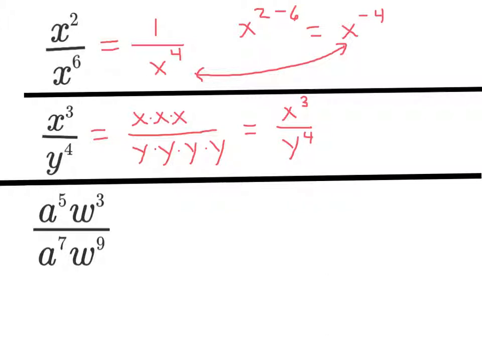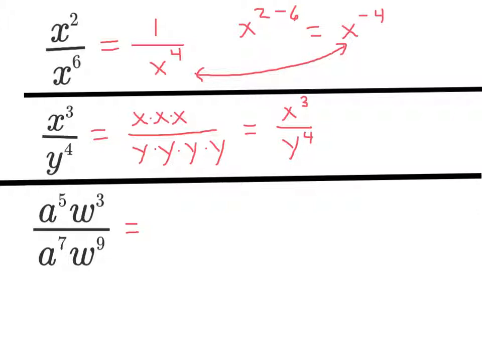Looking at the final example, notice there are a's in the top and w's in the top. Same thing with the bottom. Well, if I were to expand them all, you can cancel a's with a's and w's with w's. So you can really treat these separately.